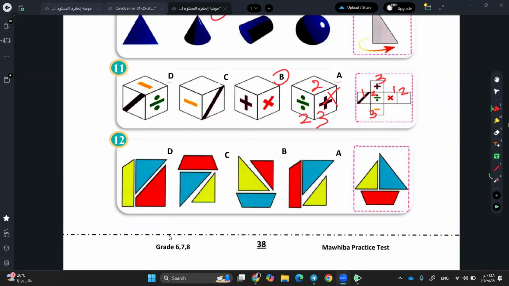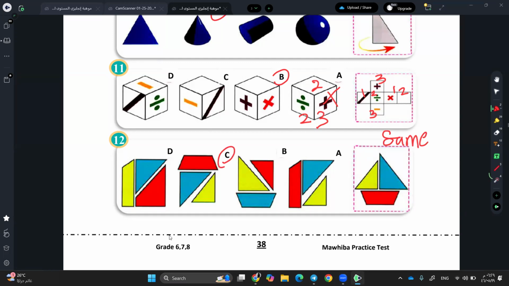Question 12. In the figure, it shows what I believe is a boat. I believe in question 12, we're supposed to find the opposite. It wants you to have the same shape. All of them are different, but the only shape that's similar, which one? The only shape that's similar is C.